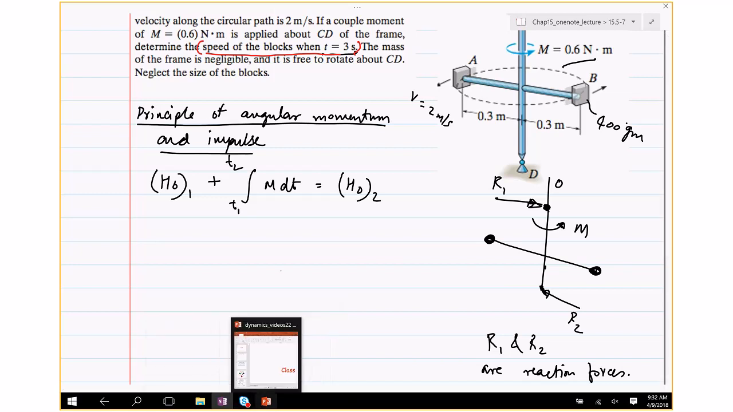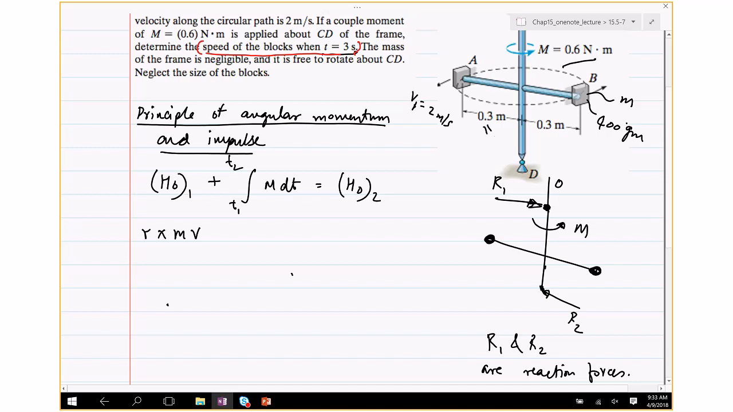The initial momentum is r cross mv, where let's call this m, this is v, let's call this v1, and this is r. So mv1 is the momentum for one of the blocks. Since there are two blocks, it's going to be twice.